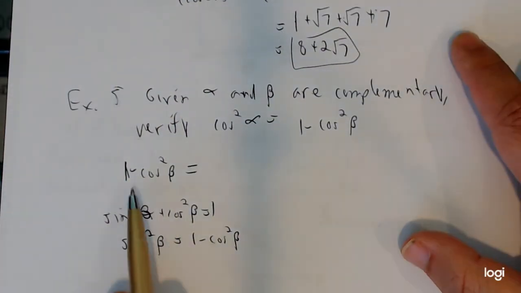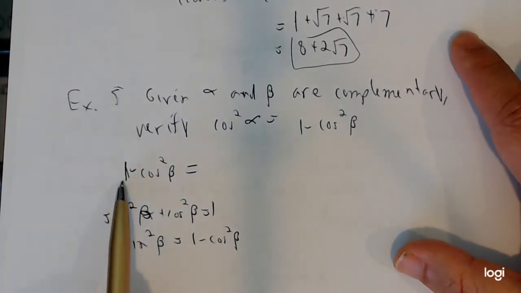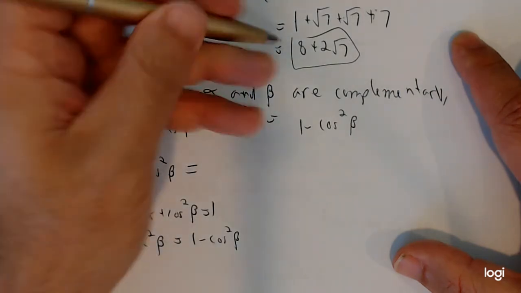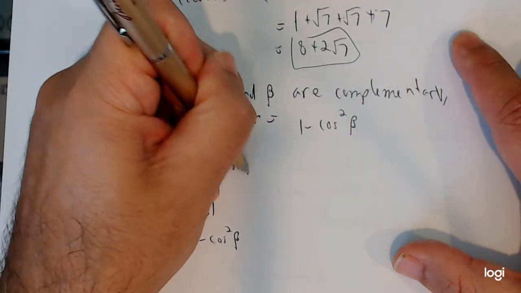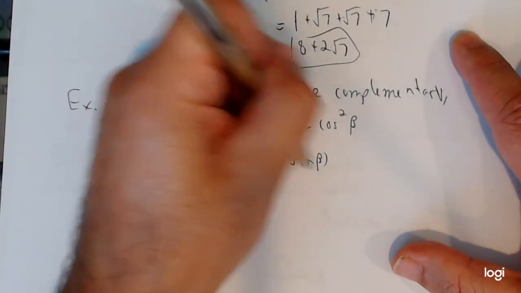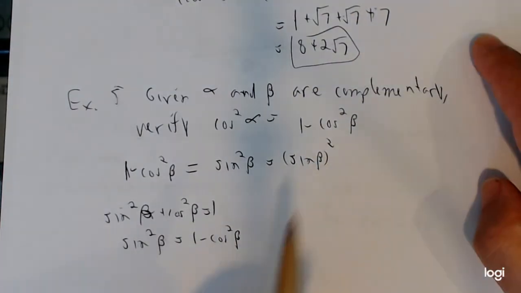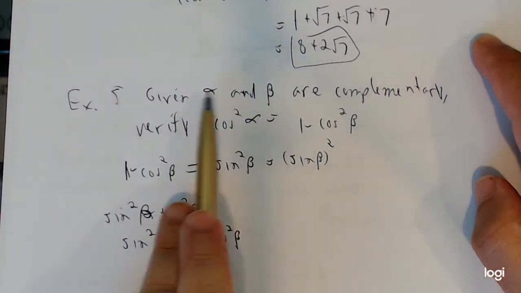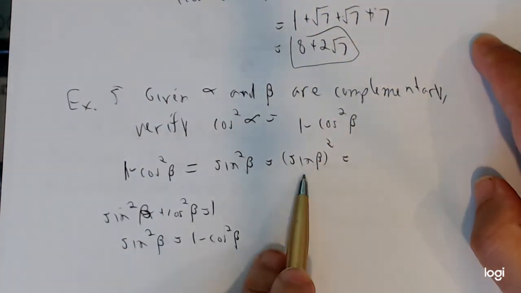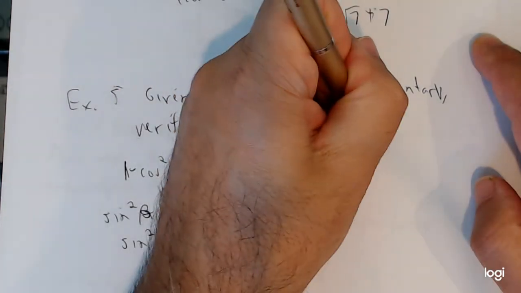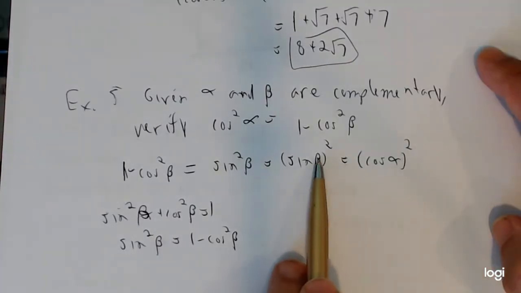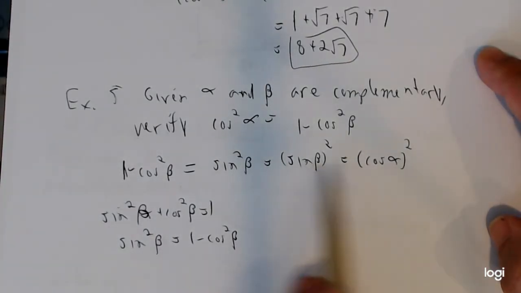And I think this is the hardest transition to make. But what I could do is switch 1 minus cosine squared beta to sine squared beta, which I can do, and remember, sine squared beta is the same thing as saying sine of beta squared. And what do I know? Since alpha and beta are complementary and sine and cosine are cofunctions, I could say sine of beta is the same thing as what? Cosine of alpha. And the square is there because of that. So remember, I'm just using the idea of cofunctions.